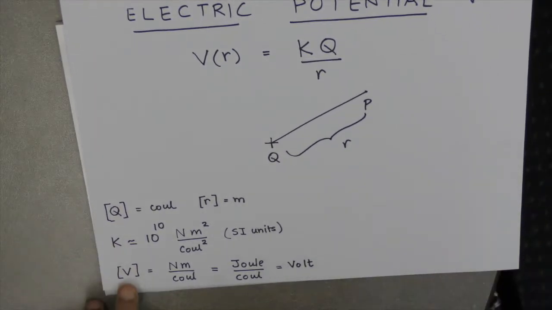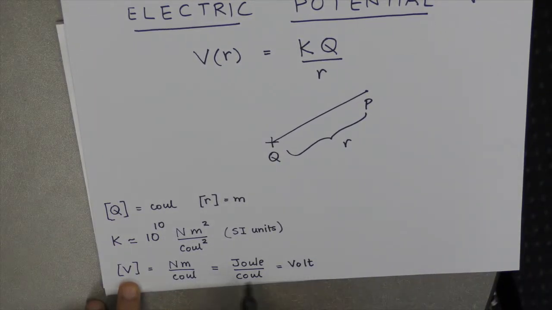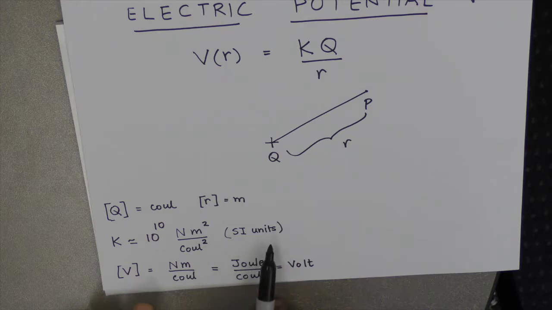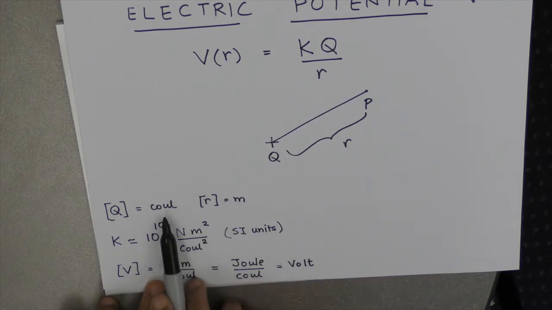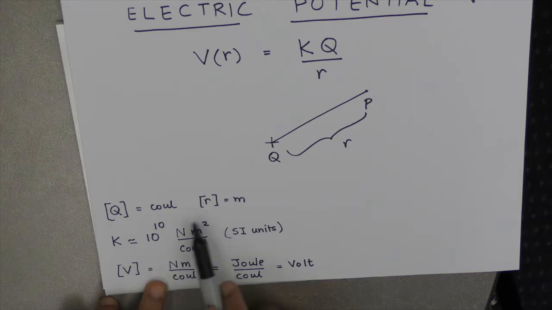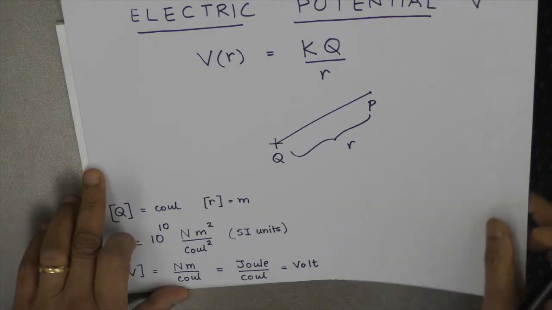The units of V are volts, which is equivalent to joules per coulomb, and all the other units are in SI units. So distances are measured in meters, charge in coulomb, and the constant K is on the order of 10 to the power 10 in SI units.